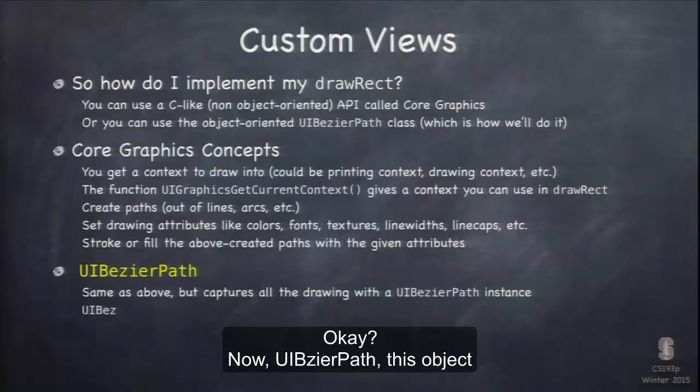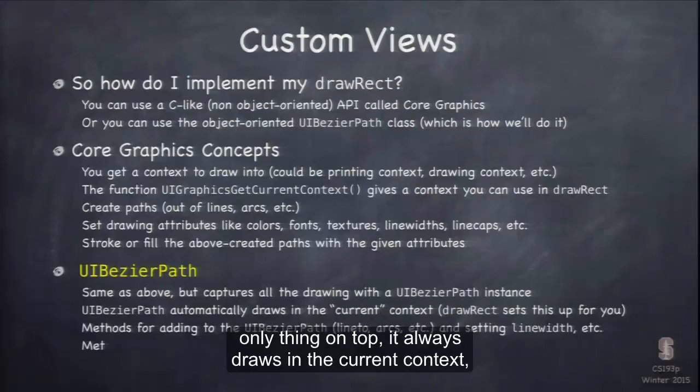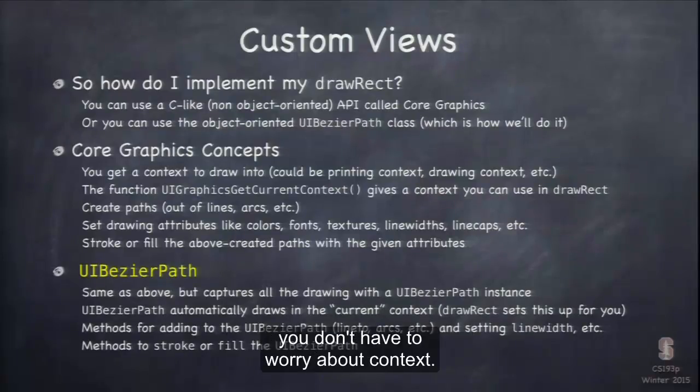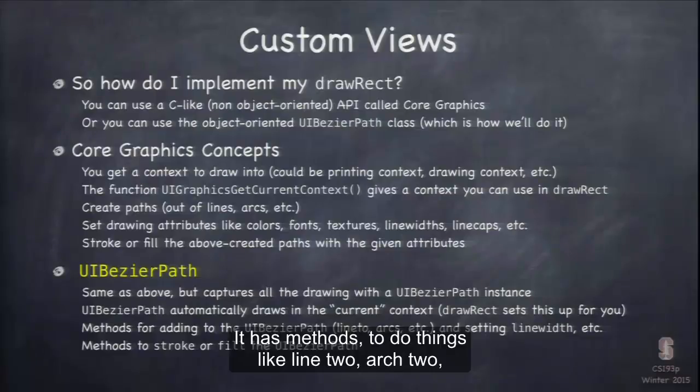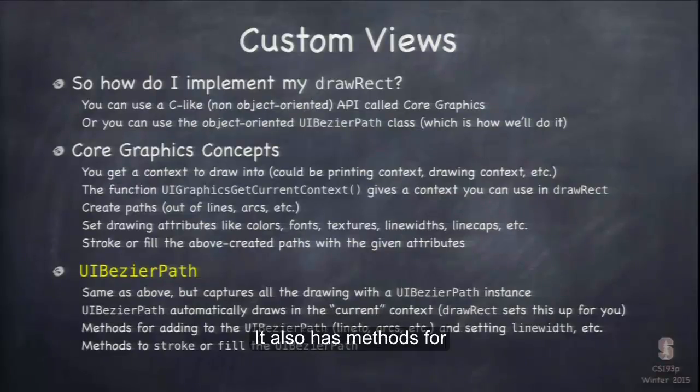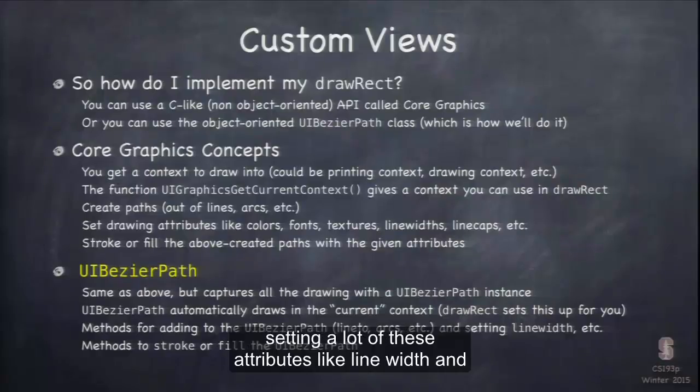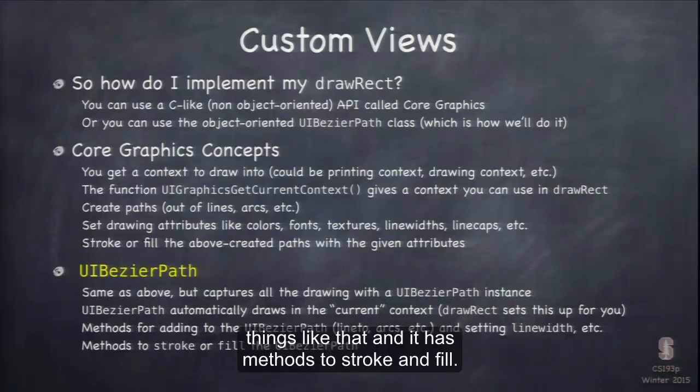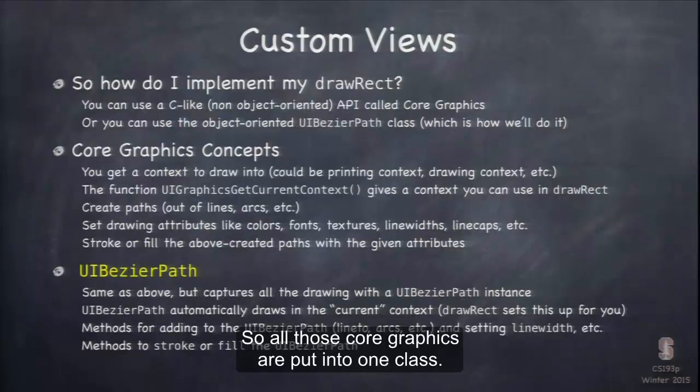Now UIBezierPath, this object-oriented thing on top, it always draws in the current context. You don't have to worry about context. It has methods to do things like line(to:), arc to build the path. It also has methods for setting a lot of these attributes like line width and things like that. And it has methods to stroke and fill. So it combines all those Core Graphics things into one class.